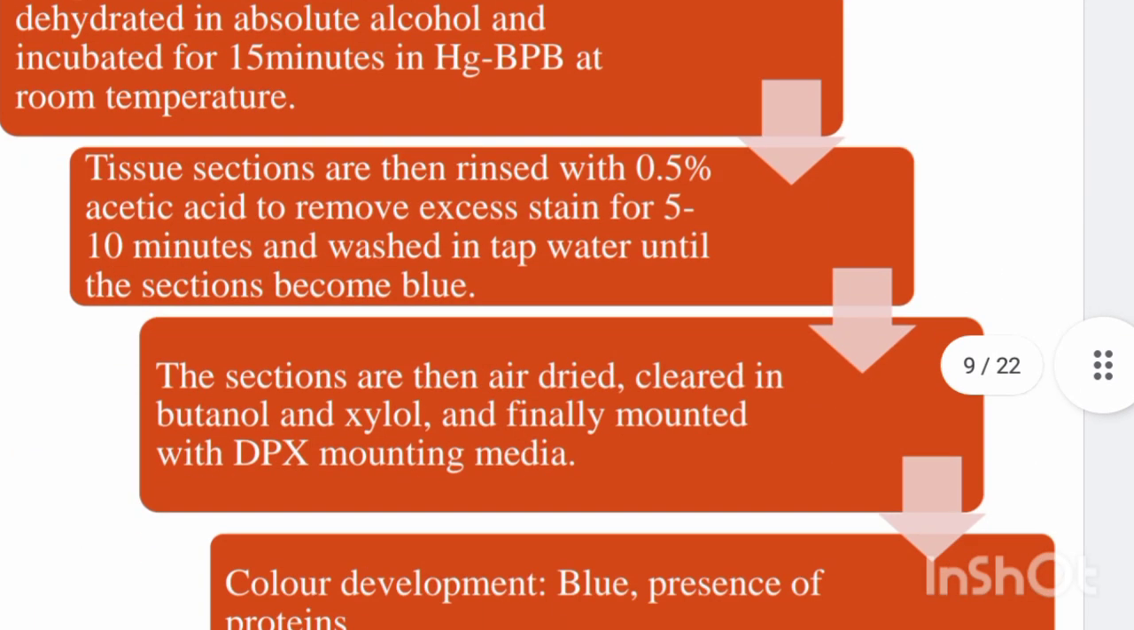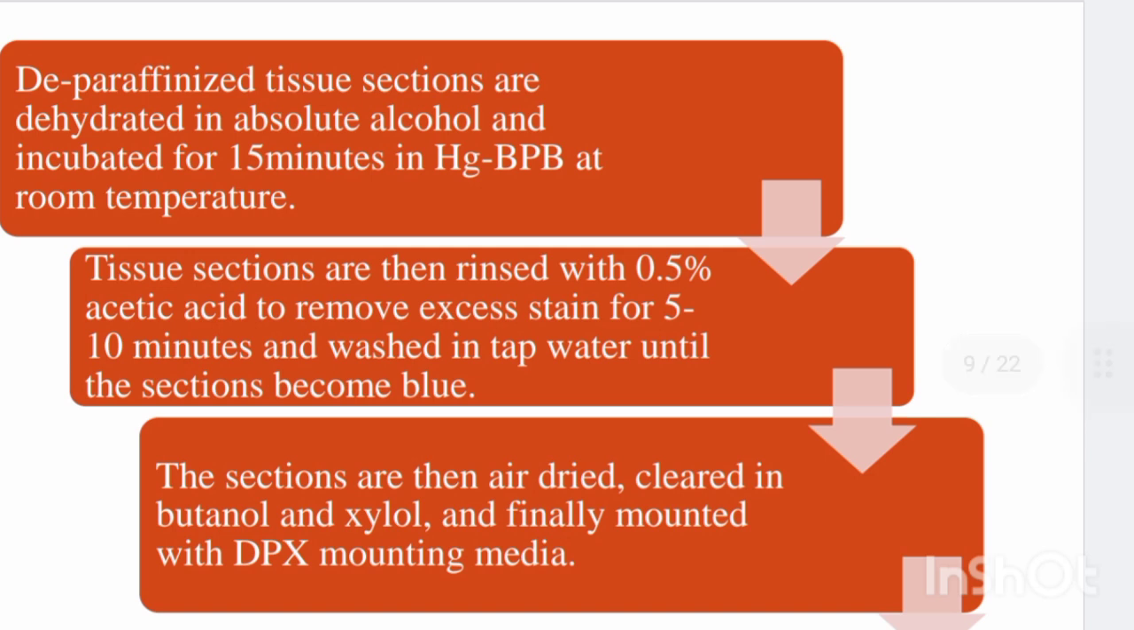We have 4 steps. In the first step we deparaffinize the tissue sections, which are dehydrated in absolute alcohol, and then incubate for 15 minutes in mercury Bromophenol blue at room temperature. Second, we rinse with 0.5% acetic acid, then remove the extra stain for 5 minutes, and wash with tap water until the color becomes blue.